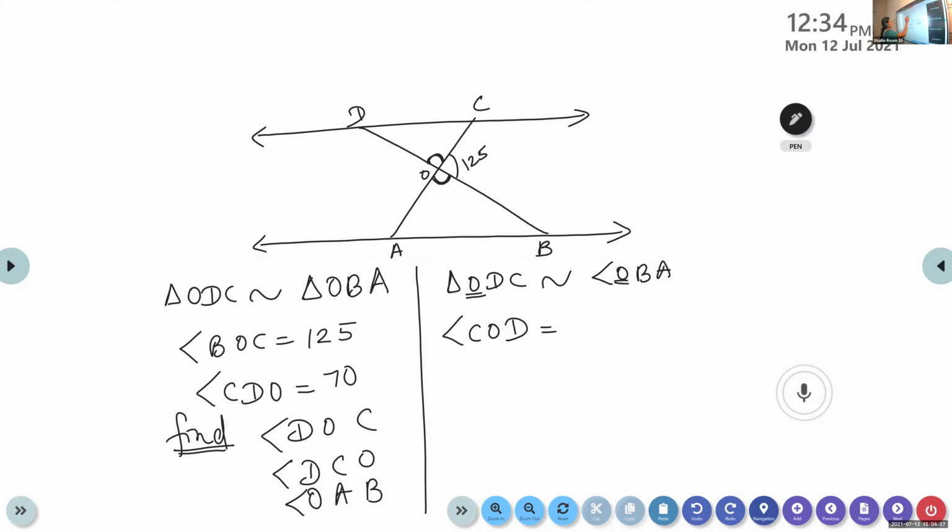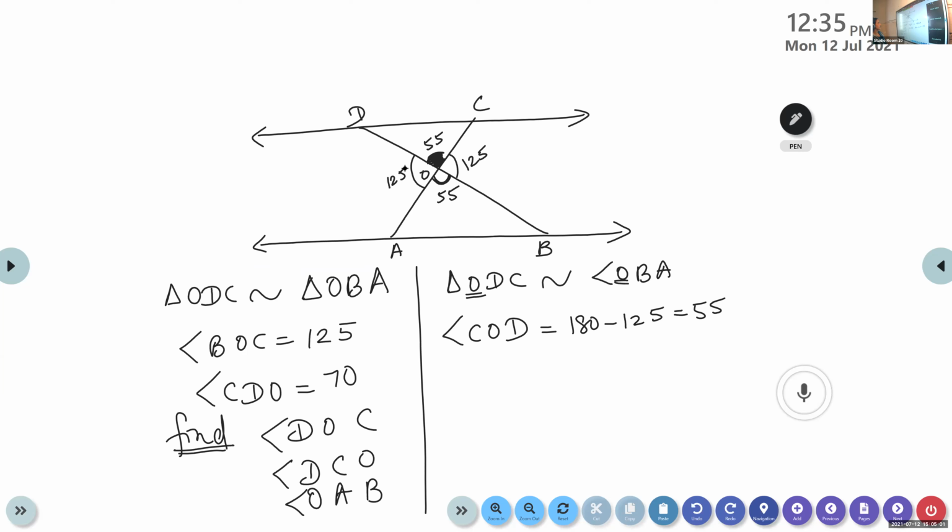What will be this angle, children? Is it a straight line? So is it 180 minus 125? Is it a linear pair, children? Look here, BD is a straight line. So it is 55. If this is 55, here also it will be 55. Here it is 125. Vertically opposite angles are always equal.